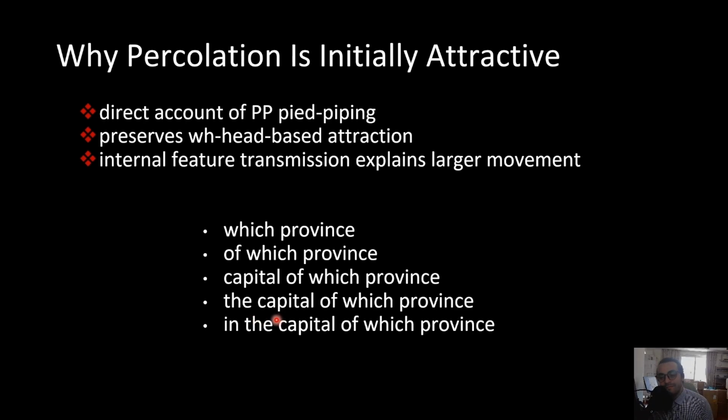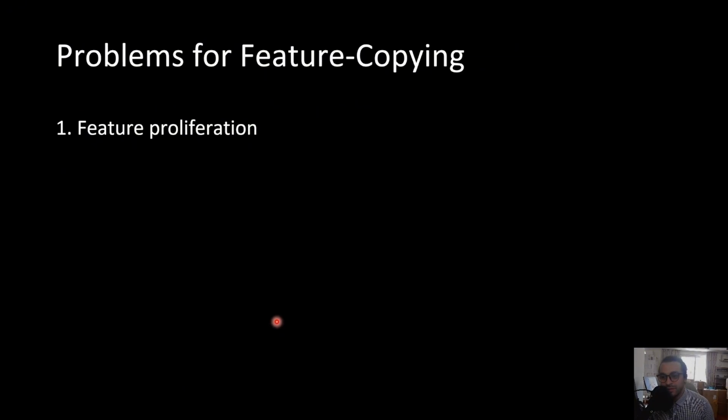Now, as you can see, you can already spot what the issues with this proposition would be. Feature proliferation. We don't know when it's going to stop. Overgeneralization. Kind of the same thing here. The W feature just spreads. This is kind of a big overgeneralization. Spreads to what? When does it stop? Are there any restrictions? There are no restrictions in the feature copying or percolation proposal.